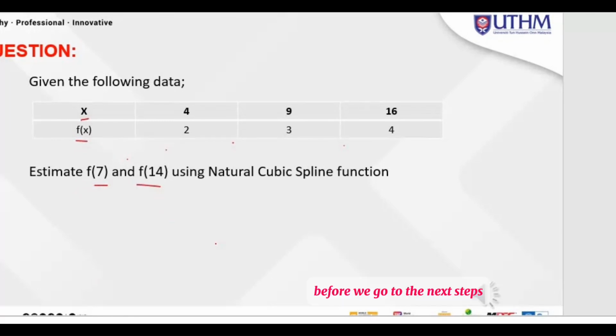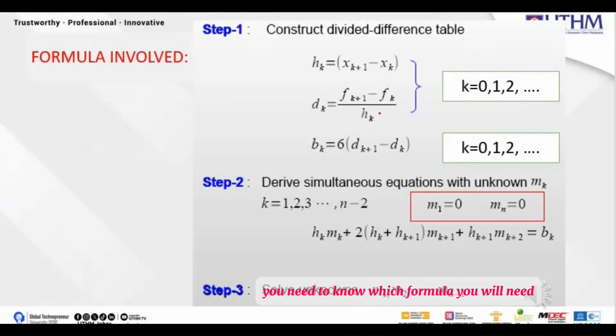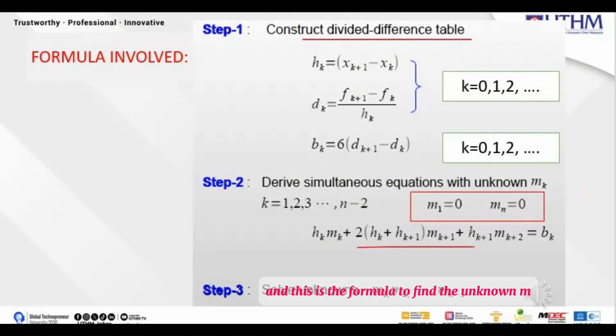Before we go to the next steps, first thing you need to know which formula you will need. Okay, first of all, you need to construct the divided difference table. This is the formula that you need to apply. And the second, you will find the unknown m. Then this is the formula to find the unknown m, and you need to solve this equation to find the unknown m.